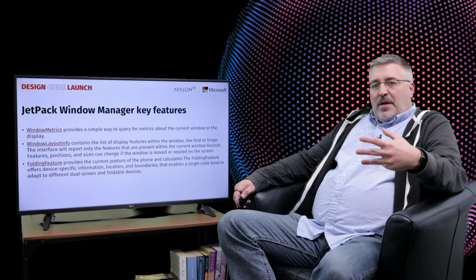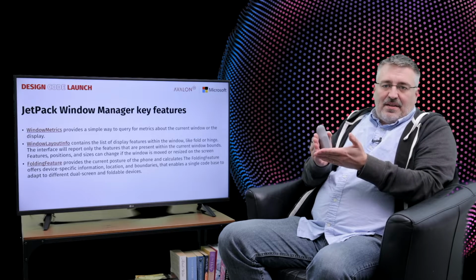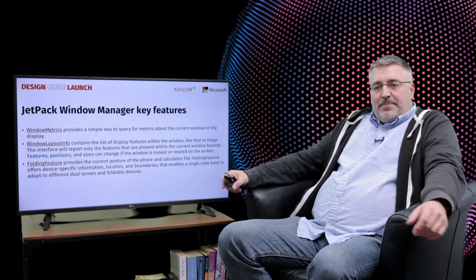If we look at the Jetpack WindowManager and the key features that it has, it provides a simple way for developers to get the metrics about the current window and the display, telling you about the layout information, about the display features, about fold, hinge, and so forth, and also provides you the information about the folding feature. So is the device at the moment flat, or 90 degrees folded, or fully folded?